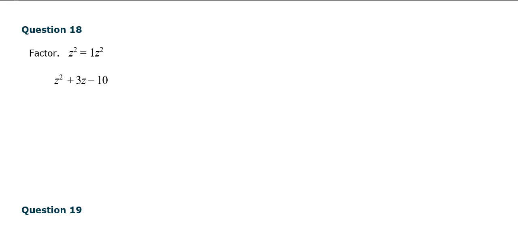Next, we're asked to factor z squared plus 3z minus 10. I wrote a little reminder that z squared is the same as 1z squared. So we're going to use a method that's either called the AC method, or some people call it the reverse FOIL method.